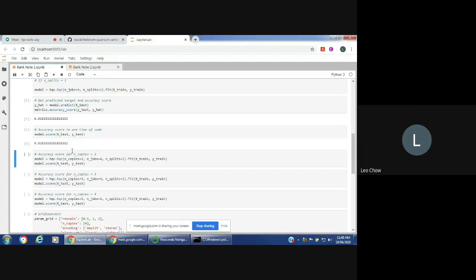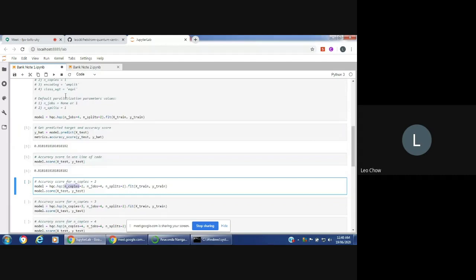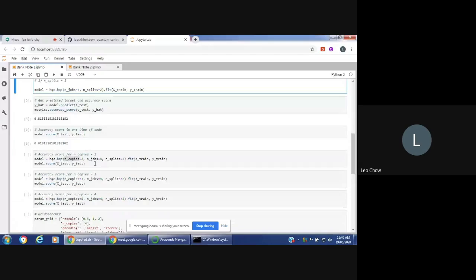So now I'm going to change one of the hyperparameters. I'm going to focus on this particular n_copies, all right? Because this is a really unique and powerful hyperparameter where, in general, every time you increase n_copies, the performance will increase. So in the first run here, I've got n_copies as 1 because that's the default value. Now I'm going to increase that to 2 and see what happens.